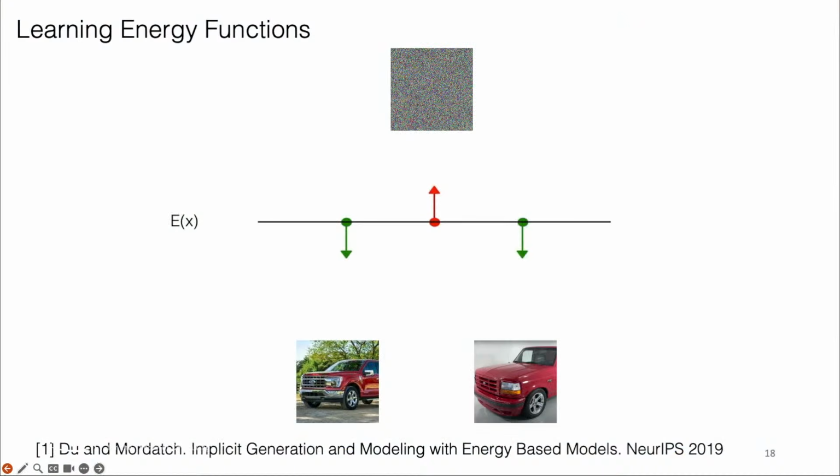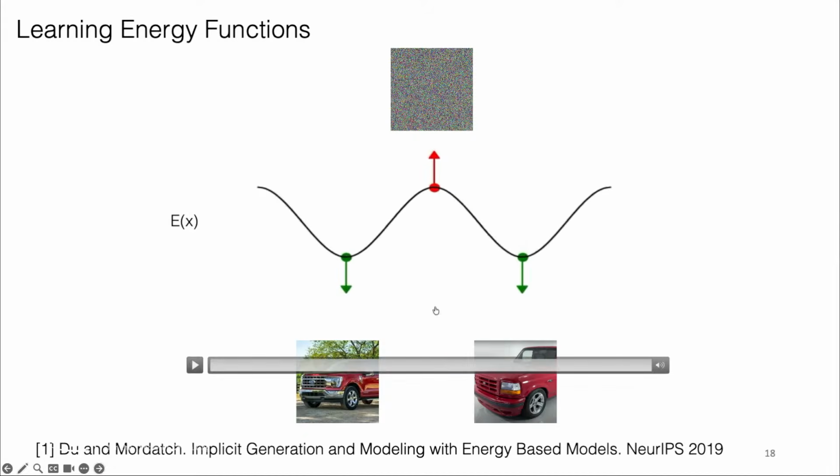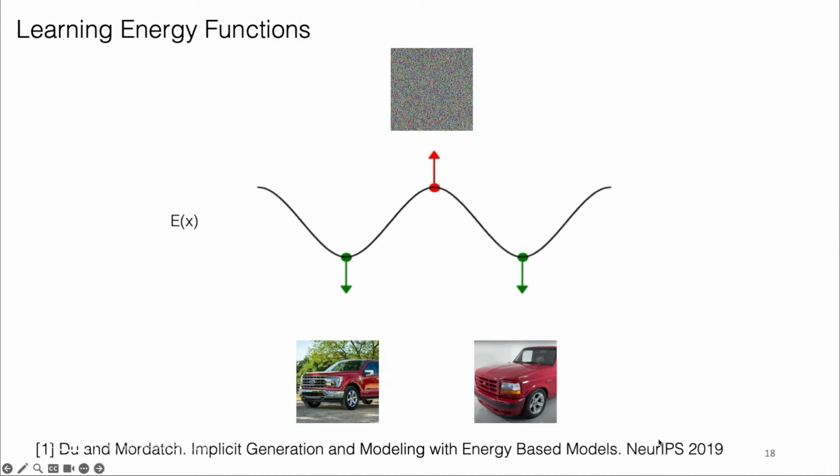So let me just give a graphical illustration of energy-based model training. At the beginning, you have this energy landscape where all images, both these images of red trucks as well as Gaussian noise, get assigned the same energy value. Now you have this contrastive procedure where you decrease the energy of real data, so these green points get moved down, while for whatever samples you drew from your model, which is this noise, you increase the energy of those samples. So now you have an energy landscape that has lower energy at ground truth data.